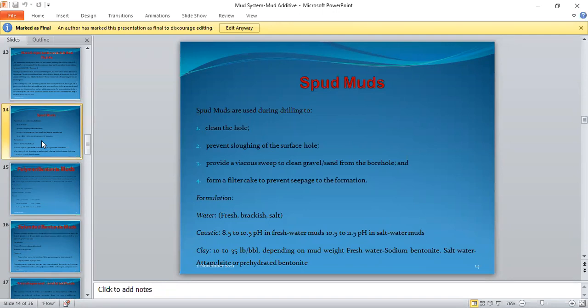So spud mud is used to clean the hole. If you check number 3, it says to provide viscosity sweep to clean gravel and sand. All this gravel and sand, you see them at the surface interval. When you're starting your drilling, you see them, big stones, because you're still where the formation is not well consolidated.